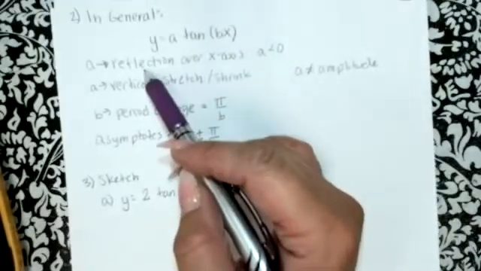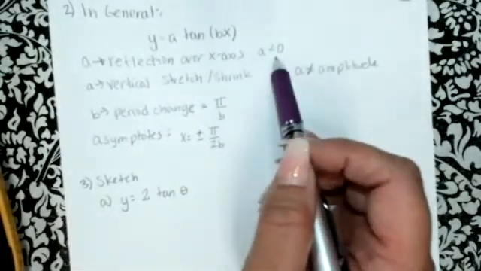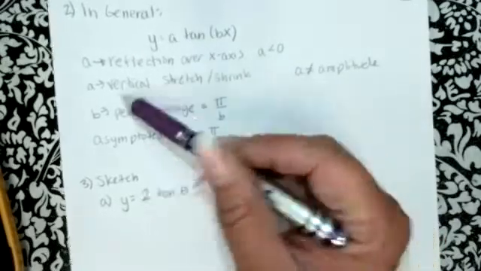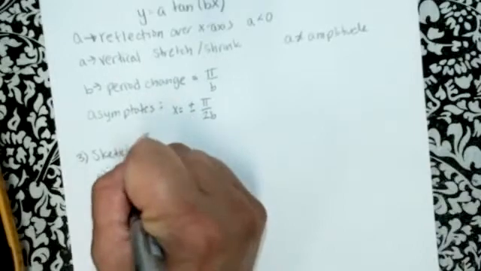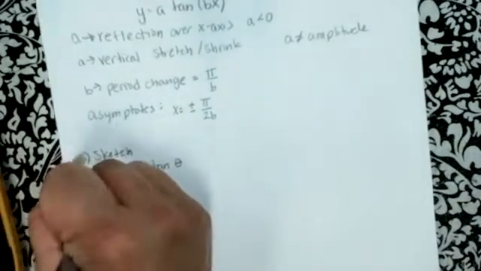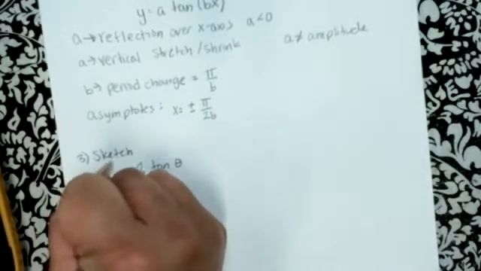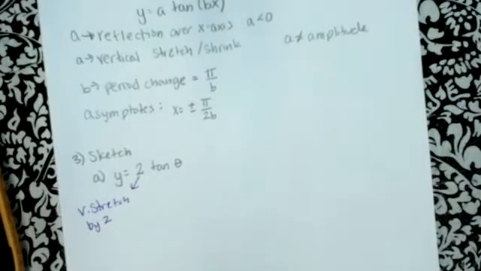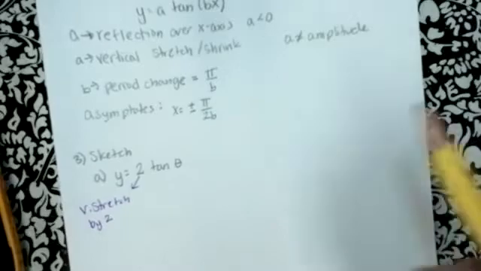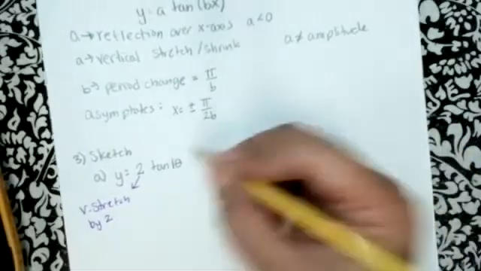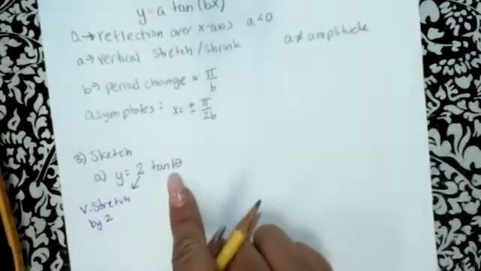So right here, the 2 in the front is going to be the reflection over the x-axis if it's less than 0, which it's not negative, but it is going to be a stretch. So that's going to be a vertical stretch by 2. All right. Now, the B value here is a 1. You just don't see it. Okay. The B value is a 1.